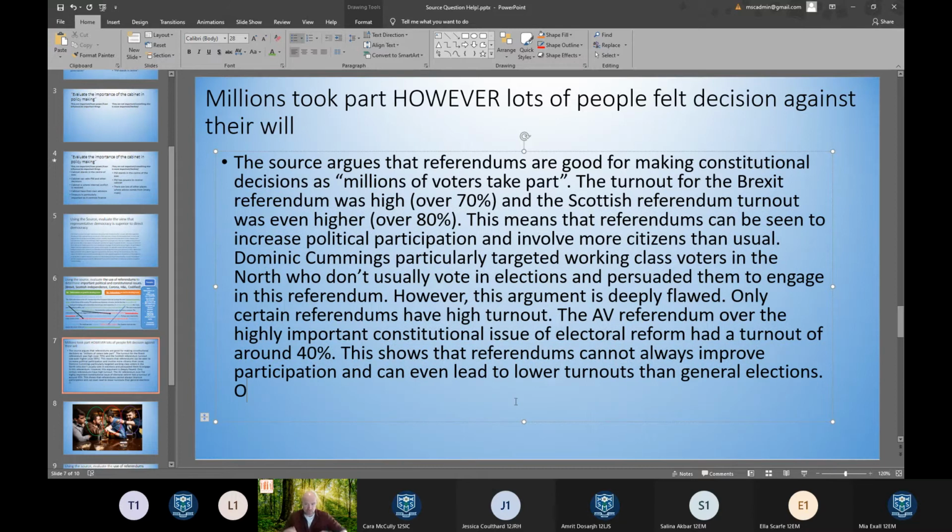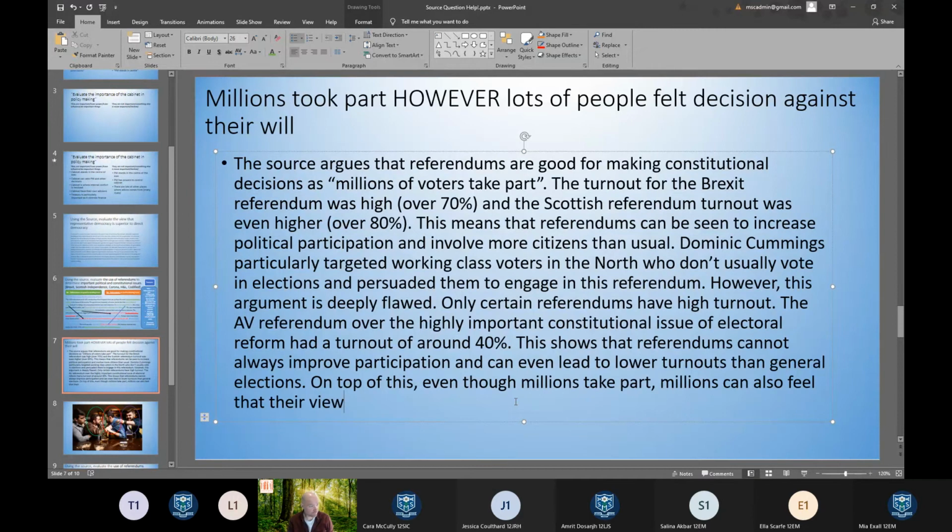Remember, I'm knocking down this wall now, so I need to hammer again. So I need to use little phrases on top of this. So I'm using the phrase on top of this to show that I feel like I'm really hammering in this kind of death peg to this argument. On top of this, even though millions take part, millions can also feel that their views have been ignored.